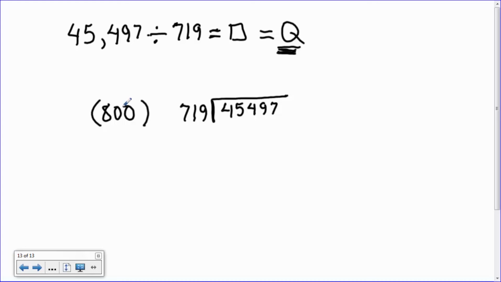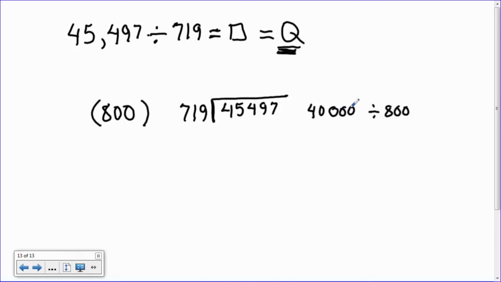So now I'm going to bring the 800 over here, because this is the divisor that I'm going to use to get approximate quotients that lead up to the big quotient Q. Now remember, we increase the divisor and decrease the dividend to make sure our quotients are smaller. So I want to pick a dividend that's smaller than 45,497 that I can divide 8 into. So what number is smaller than 45,497 that you can easily divide 800 into? Well, I'm thinking 40,000 is a good number.